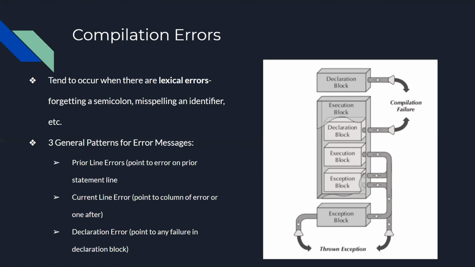Here on the right, we have an example of exception scope and routing. A compilation error goes through several steps: it starts in the declaration block by identifying a compilation failure, goes down to the execution block, and at the end, throws an exception.